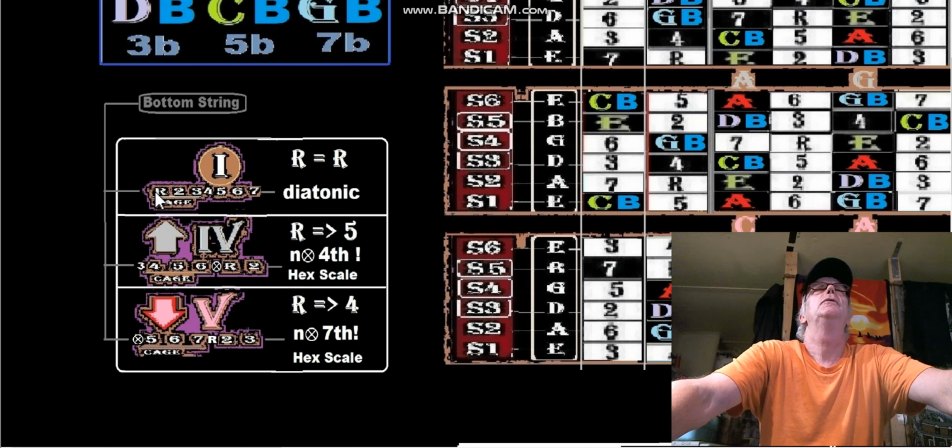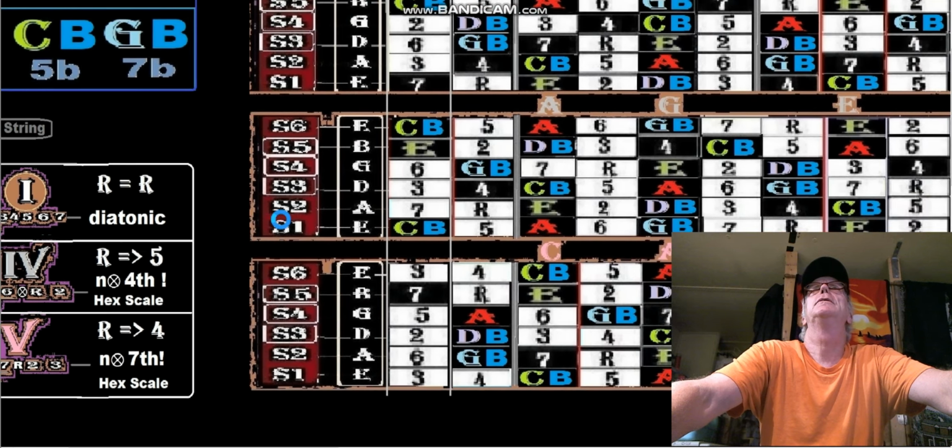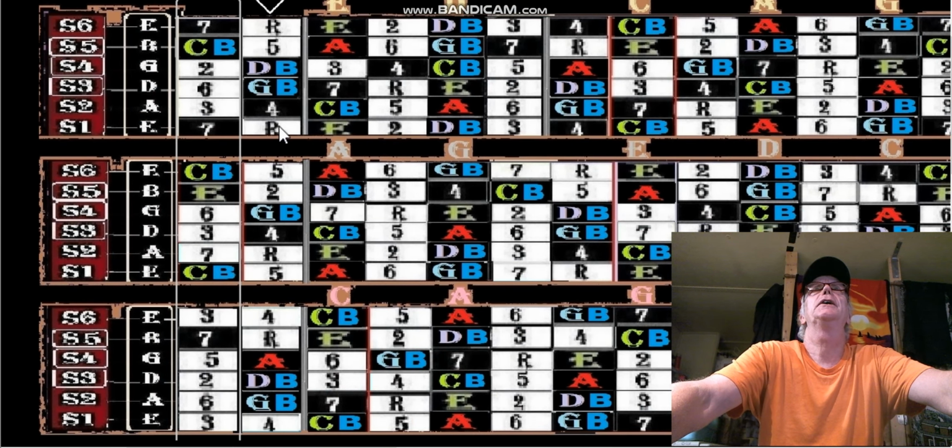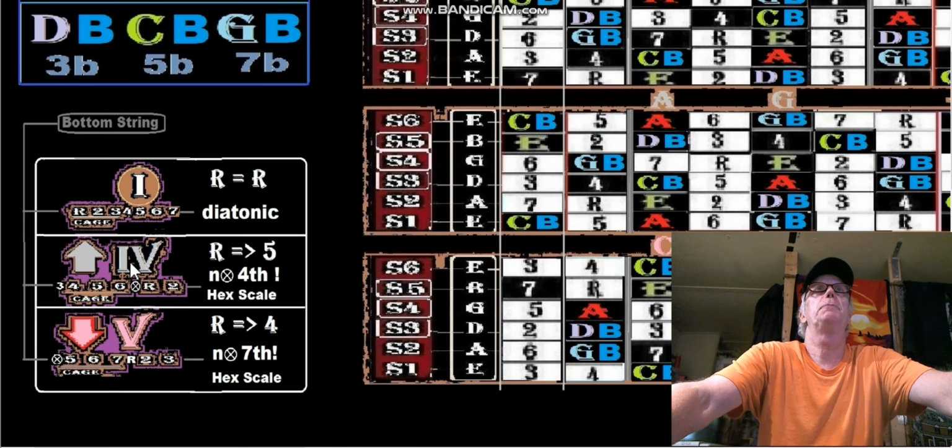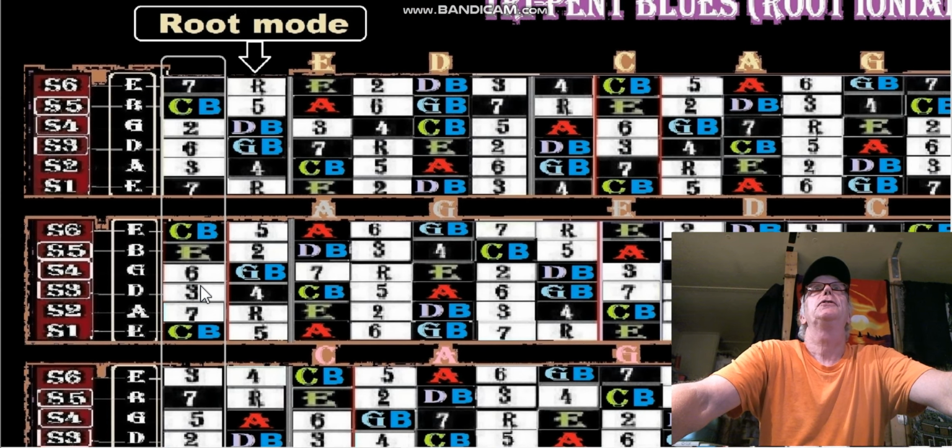Okay, so starting from root, here's our root right here. Move root up to the 2nd, and we get its 4th. And then move root down, we get the 5th on the bottom string. So we get the 4th on the bottom string when we move root up. When we move root down, we get the 5th. That's why we talk about moving things up for the 4th and down for the 5th. That's just one way to do it, but there's more to it, because look at this.